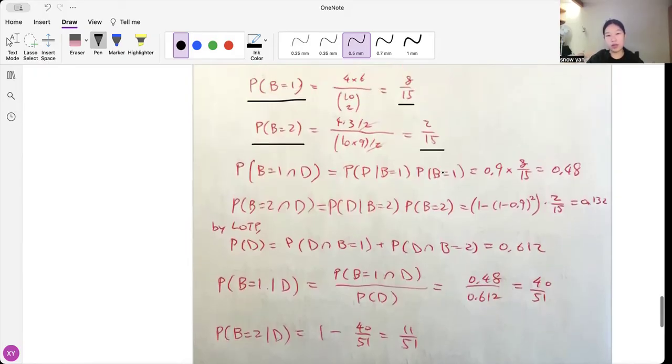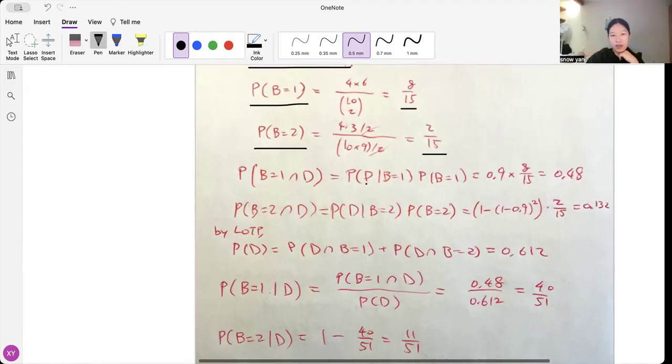Next, we consider the likelihood that we have one or two rings and then being detected. For that we have P of B equals 1 and D. Using conditional probability, that is P of D given B equals 1 times P of B equals 1. The probability of detection given one ring is 0.9, which was given by the problem. And P of B equals 1 we just calculated, so we get this.